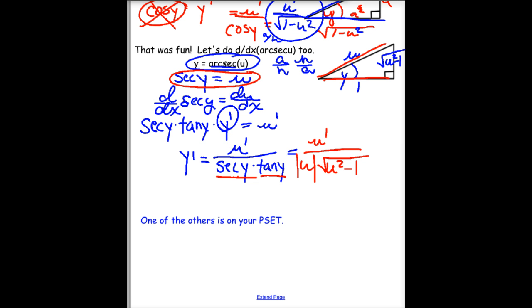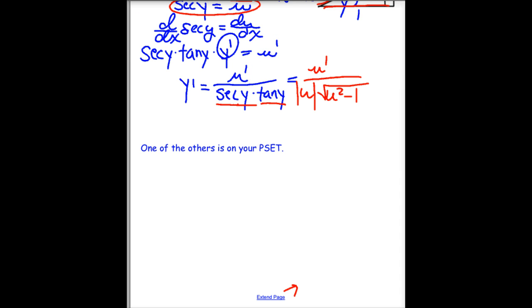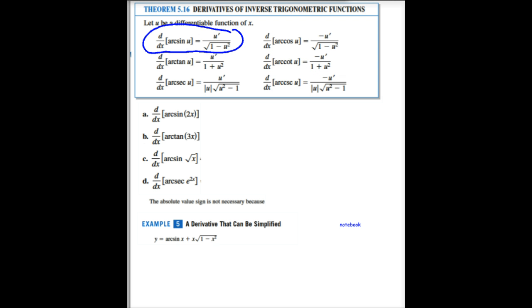Anyway, down here on the bottom it says one of the others is on your problem set, so you can bet you're going to be deriving the arctan model as well. So here they are all listed. This isn't something that you need to have mastered. This is just primarily exposure. We work more with these in Calc 2 than in Calc 1, but we're going to have an assignment and a problem set, but no test on these.